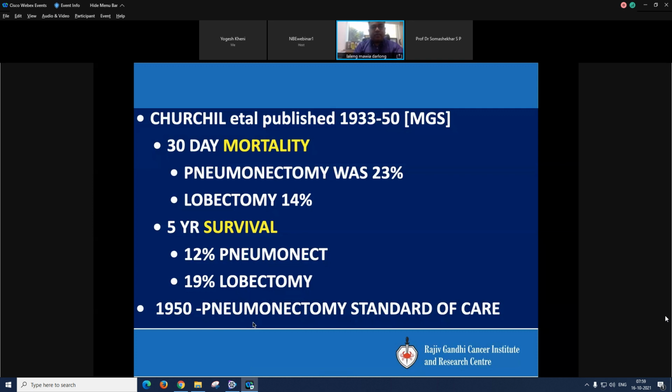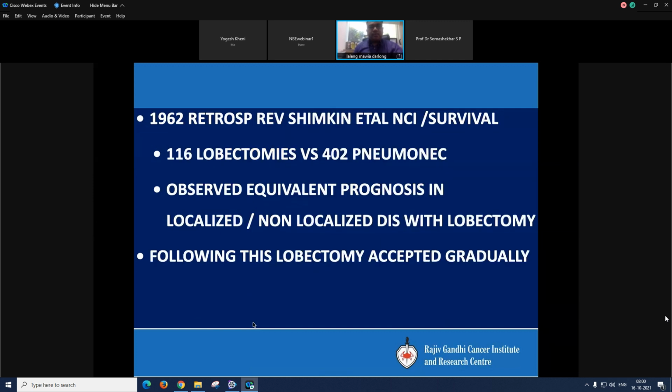But those were the times, in the era of Halsted, when radicality was the prime aim. So this was not really accepted by the community, and pneumonectomy continued to be the standard of care in those times. But this gradually changed from 1962, when there was a retrospective review by Shimkin et al. from the National Cancer Institute, who looked into survival data of such cases. When he compared 116 lobectomies with 402 pneumonectomies, he observed that there was equivalent prognosis in localized disease. Following this, lobectomy gradually became accepted.